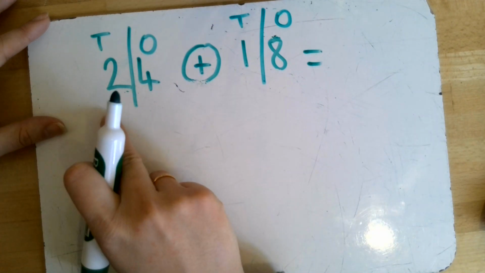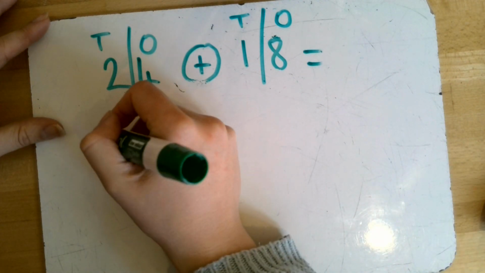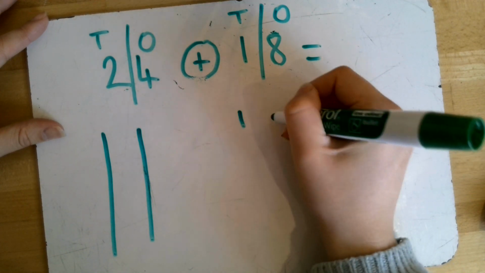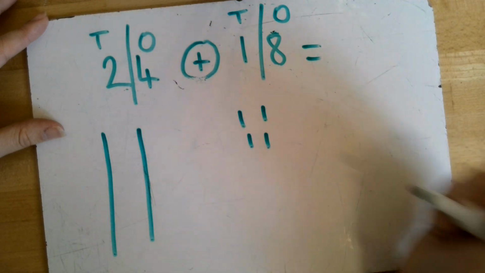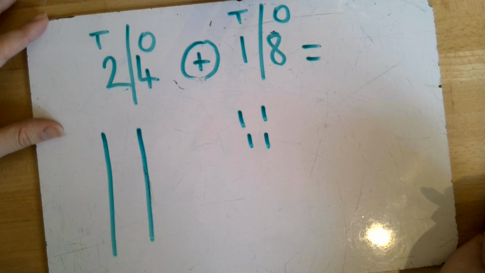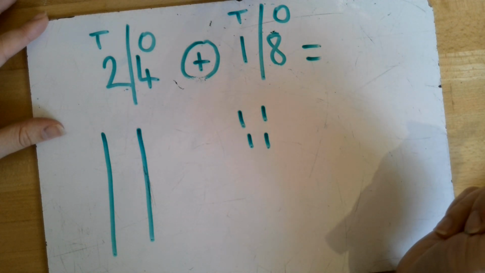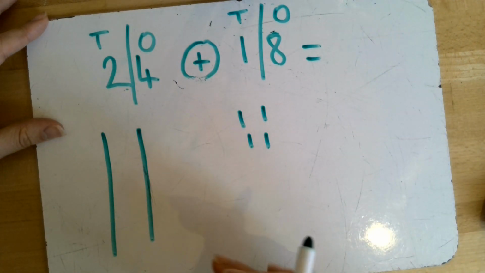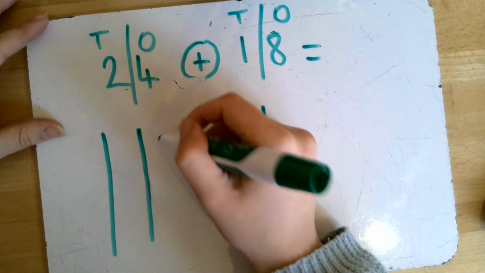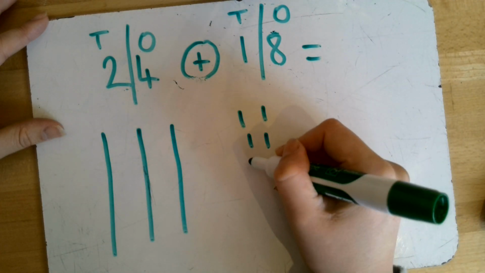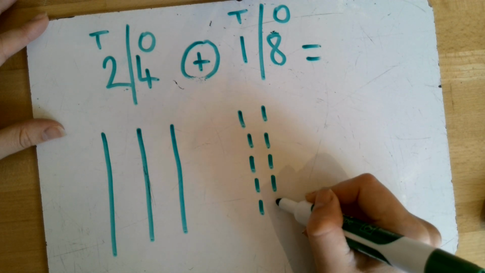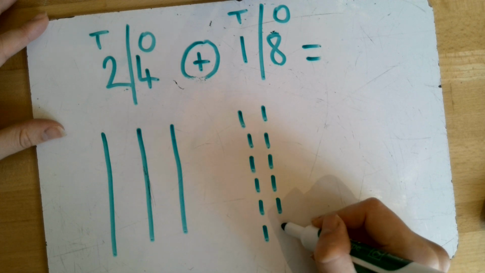I am going to draw the number 24. So 10, 20, 21, 22, 23, 24. Now I'm going to draw the number 18, and I'm going to draw it next to this because then I'm going to add them together. So 18 has 1 ten, 10, 11, 12, 13, 14, 15, 16, 17, 18.